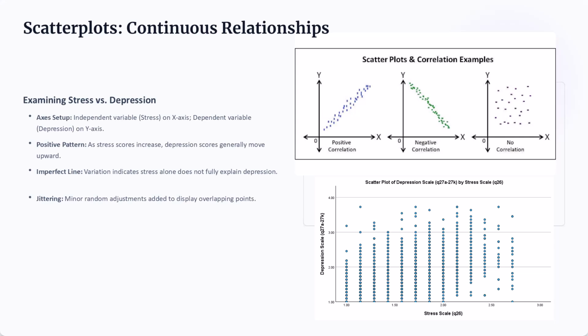The general upward trend from left to right indicates a positive relationship. Higher stress levels tend to co-occur with higher depression scores. Notice that data points do not fall on a single straight line. Variation exists because stress is only one of many factors influencing depression. The actual graph on the bottom represents a positive correlation between stress and depression, although it is less clear than the examples used as models above it.